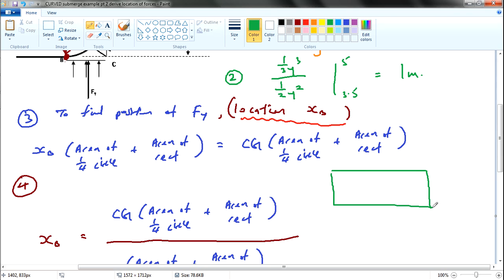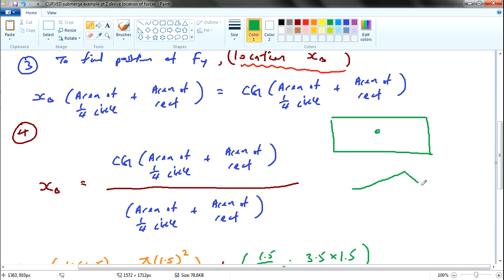Okay, so imagine this is the area of the rectangle. So your CG for a rectangle may be somewhere here, but what if your shape is like this, right? So you have to really settle up different shapes. So you find the CG over here, you find the CG over here, you find the CG over here, you find the CG over here, and then you sum them up to get the average CG. So this is what we are doing.